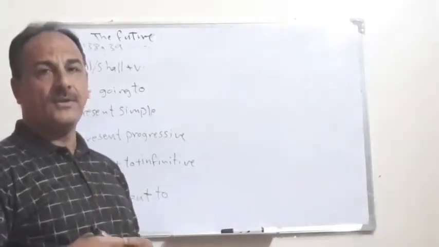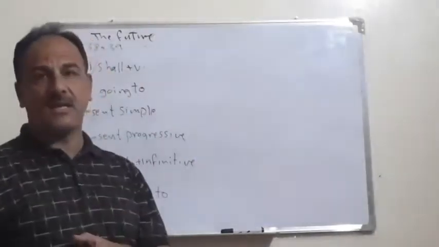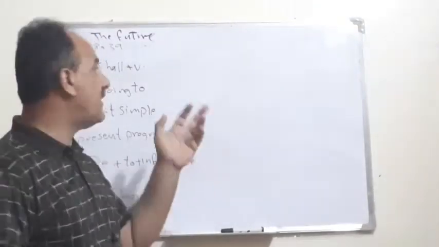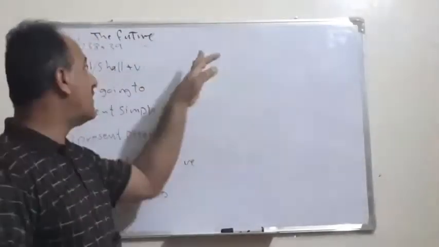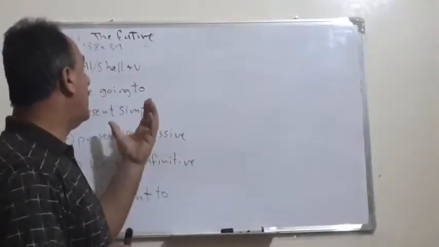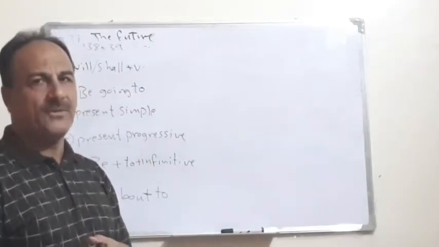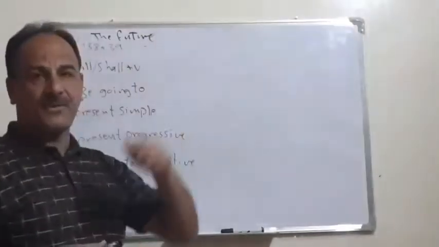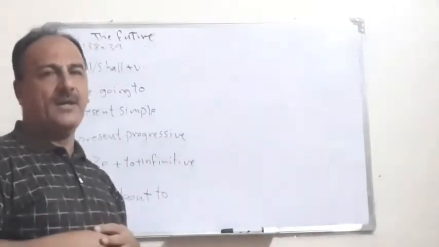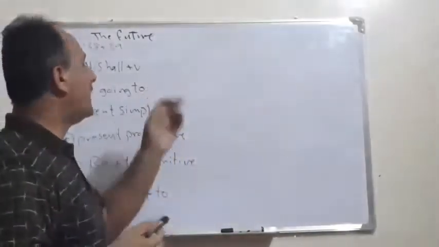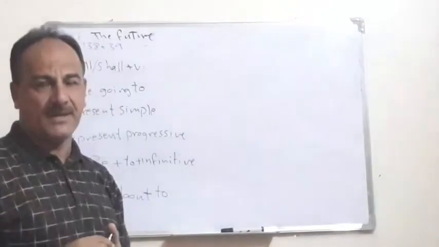Okay, the third tense we are going to discuss is the future. Remember, we talked about the past and then the present, and today we have the future. Just now we talked about the meaning of the future. We have three types according to whether it has a meaning of prediction, willingness, or intention or planning.